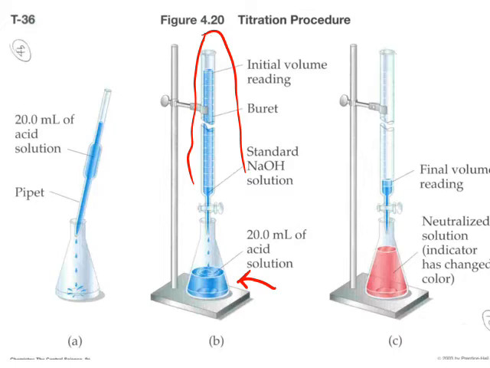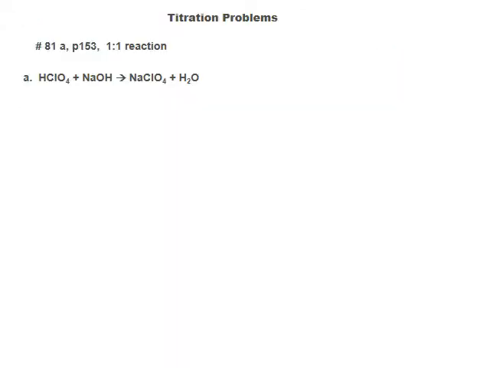Then from the volume of sodium hydroxide that you added, you can calculate, of course you have to know the concentration of sodium hydroxide, the concentration of the acid. Once we do problems, you'll understand the calculation part of it. Let's begin with homework problem number 81A, page 153.